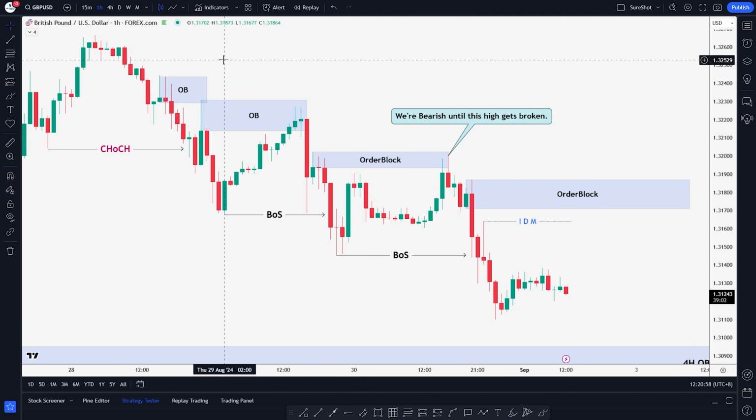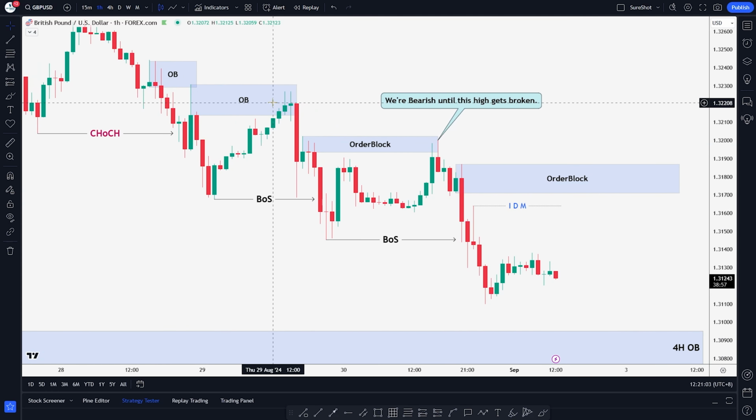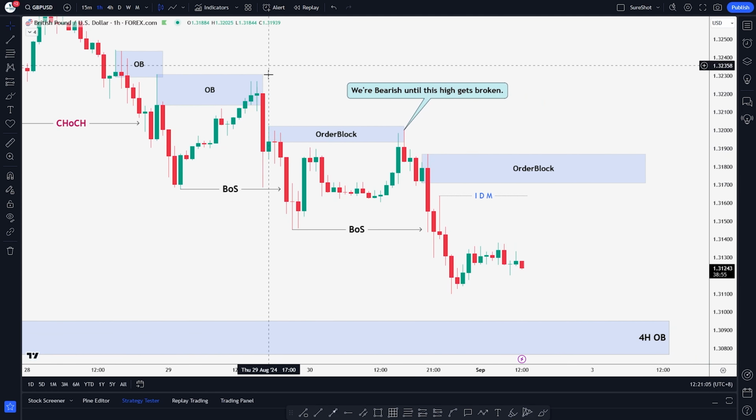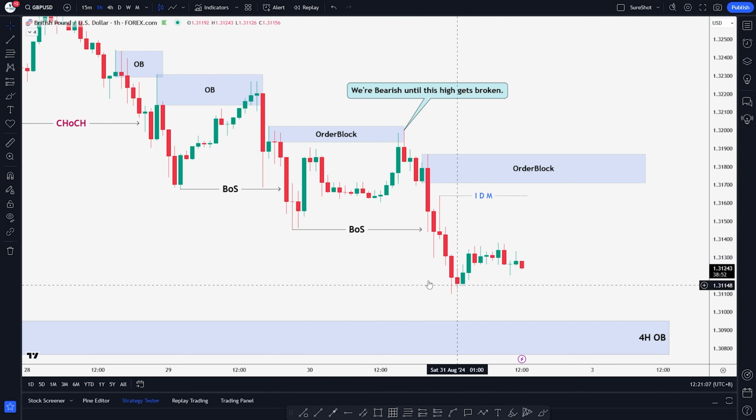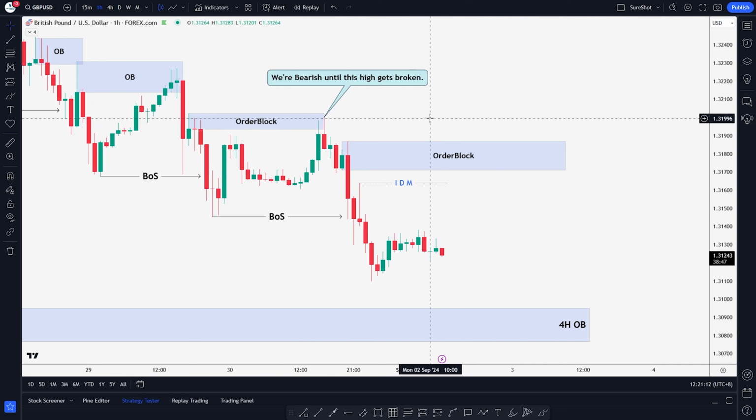As you can see here, the market changes character from this point, and afterwards the market continued its bearish momentum and created lower highs and lower lows. We can see clear mitigation of order flow in the market.